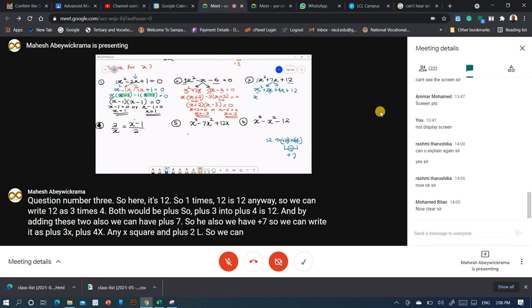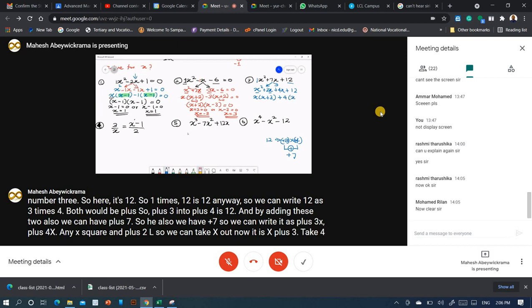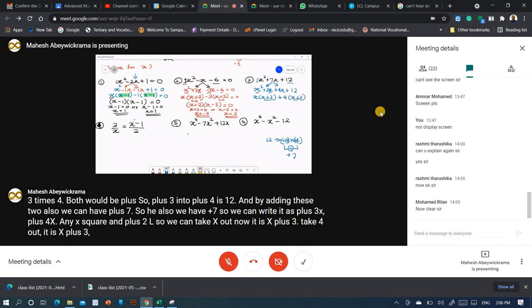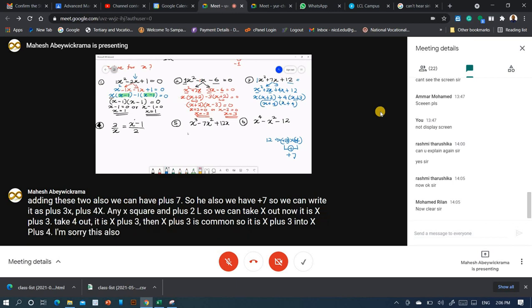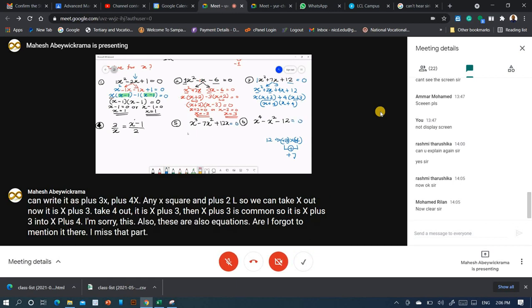So we can take x out, and now it is x plus 3. Take 4 out, it is x plus 3. Then x plus 3 is common, so it is x plus 3 into x plus 4. I'm sorry, these are also equations. I forgot to mention it there. I missed that part. Sorry for it.